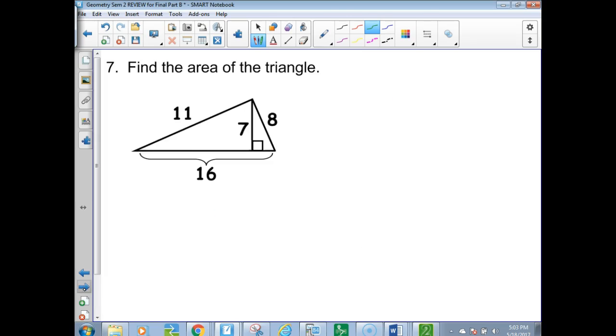Okay, number 7, it says find the area of the triangle. The area of a triangle formula you have on your sheet, base times height divided by 2. The base here is the 16, the height is the 7. The other information that's provided on the triangle would allow you to do the perimeter if you wanted to add up all the sides of 8, 11, and 16. Then you could get the perimeter. But we're being asked for the area.